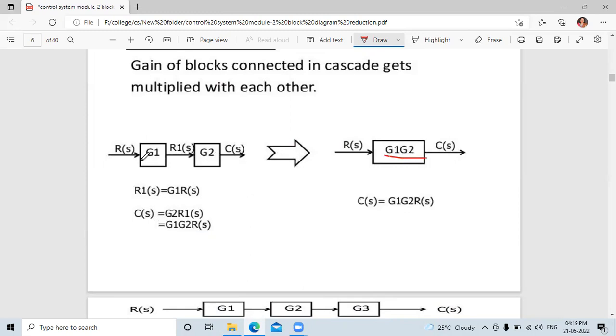R1(s) equals G1 into R(s). C(s) equals G2 into R1(s). But what is R1(s) here? G1 into R(s). So you will get C(s) equals G1 into G2 into R(s). That is what we have written in the pictorial representation, that is the block diagram representation.